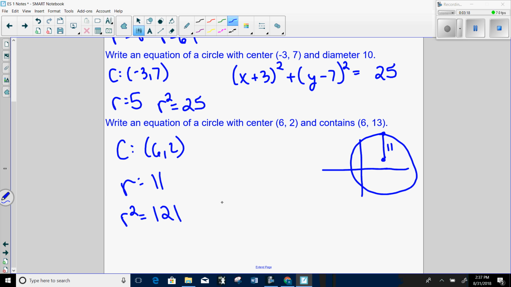Now write your equation. (x − 6)² + (y − 2)² = 121. And that is the basics of how you write an equation of a circle from given characteristics.